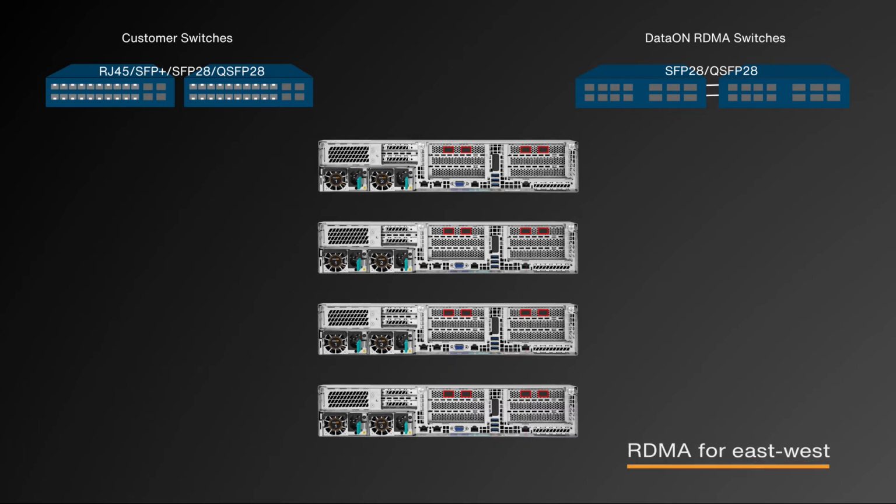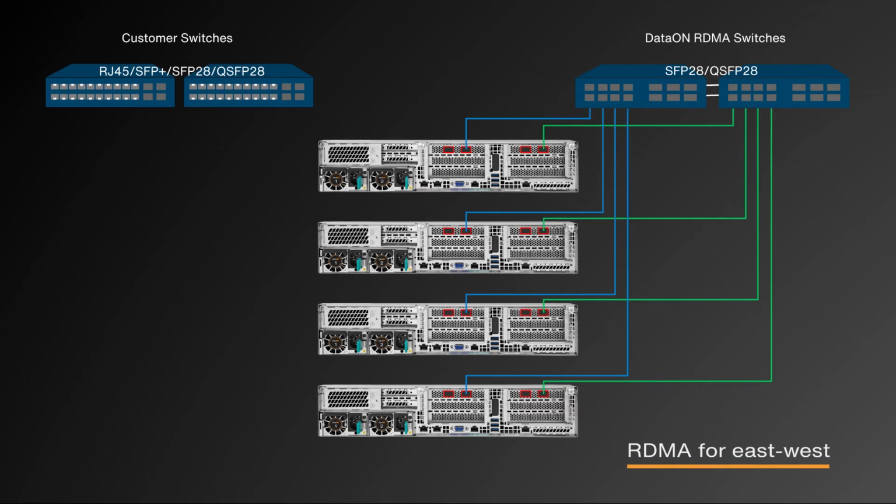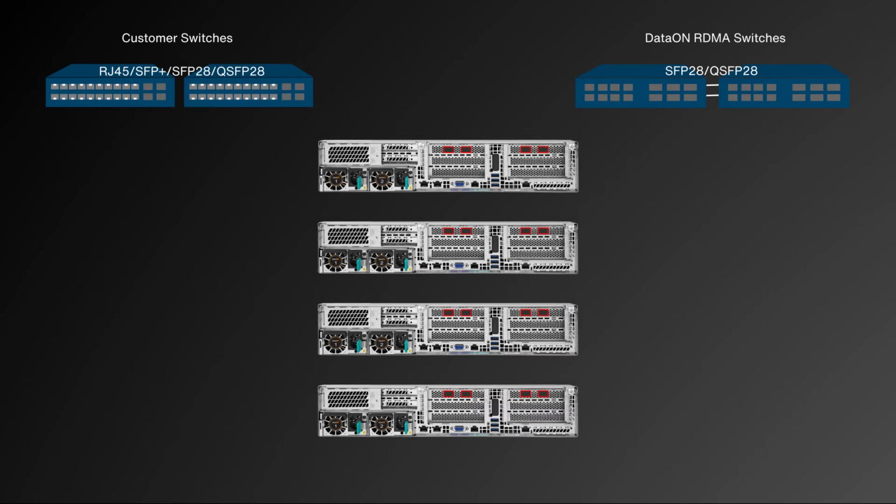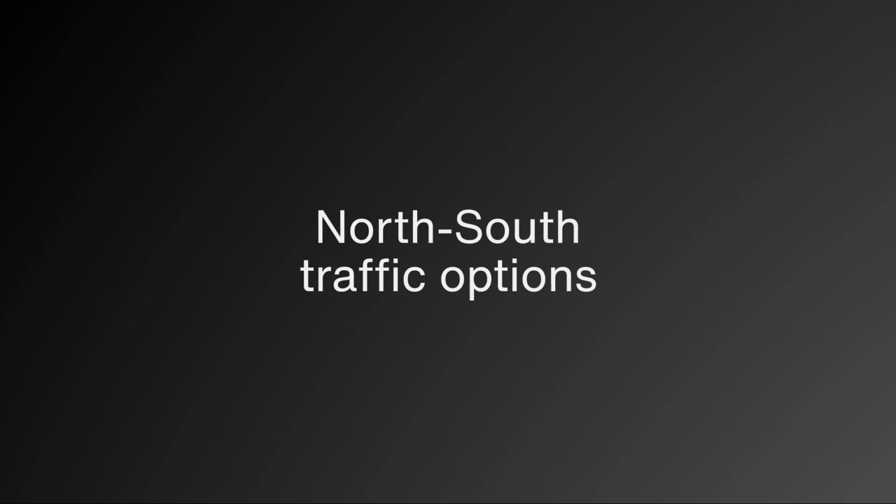For the east-west traffic, we will utilize one RDMA port from each adapter to connect into DataOn switches. Although these are physical network interfaces with physical cables, they will be virtualized into vNICs using Microsoft's Hyper-V Virtual Network Adapter feature to create virtual networks for various traffic configurations and rules. We can leverage these physical connections for north-south traffic, as I will show you shortly. We will now present three options for north-south traffic.